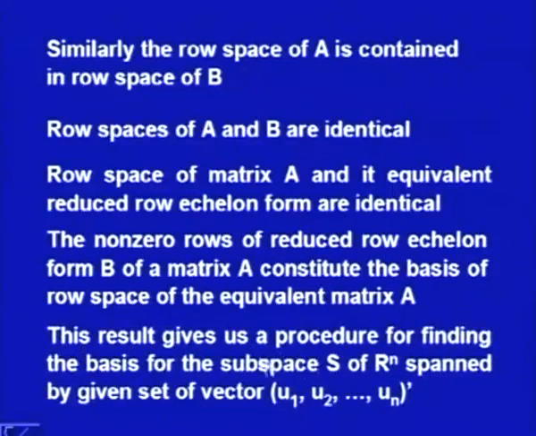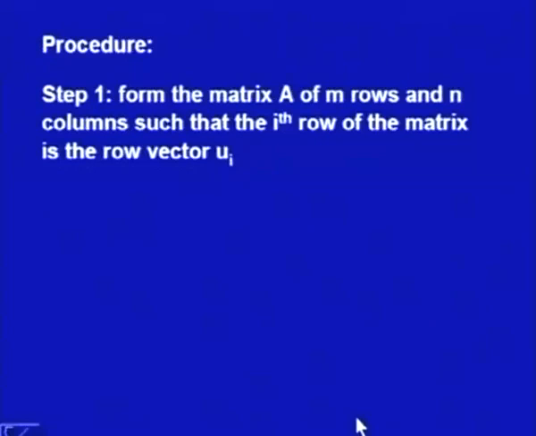So, as I told you, this result gives us a procedure for finding the basis of the subspace S of Rn spanned by the given set of vectors u1, u2, ..., un. Now, the procedure is, step 1: form the matrix A with m rows and n columns such that the ith row of the matrix is the row vector ui. That is the first step.